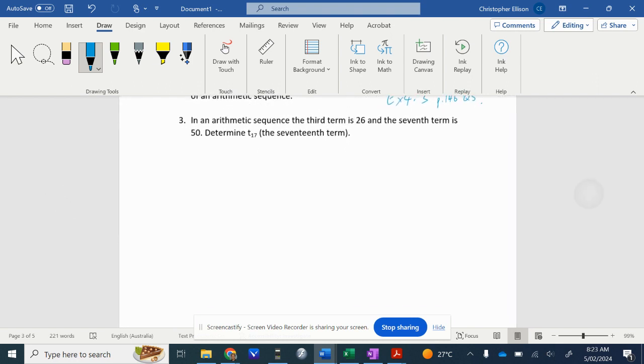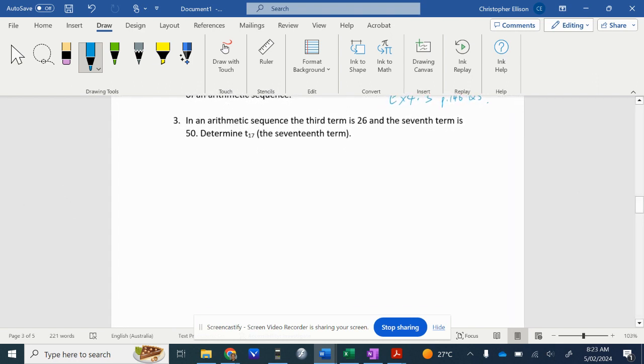Okay, so let's have a look. In an arithmetic sequence, the third term is 26 and the seventh term is 50. Determine T17, or the 17th term. Now, what we're actually saying here, we don't know the first term, we don't know the second term, but we know the third term is 26, and then we don't know the fourth, the fifth, the sixth, but we do know the seventh is 50.